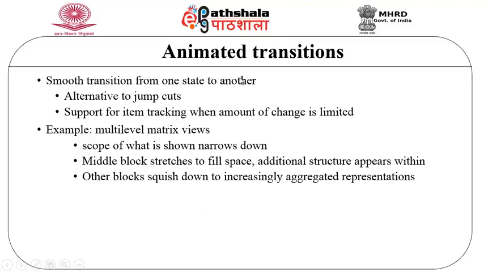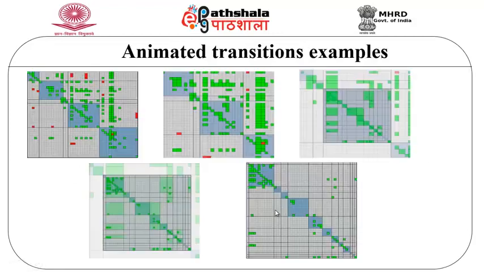Smooth transition from one state to another occurs, which is an alternative to jump cuts, and supports item tracking when the amount of change is being limited. One example of this animated transition is a multi-level matrix view. In the multi-level matrix view, the scope of what is shown narrows down. The middle block stretches to fill up the entire space and the additional structure appears within that. Other blocks squish down to increasingly aggregate the representation.